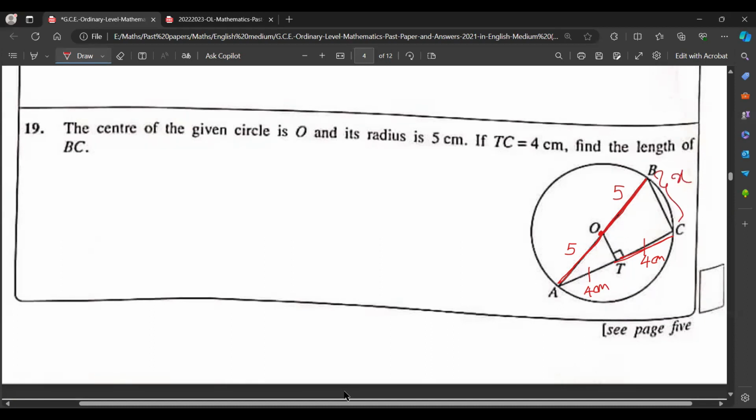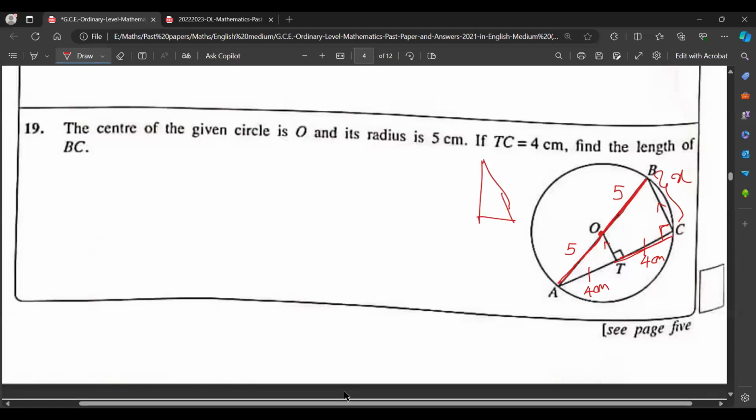The length of BC, if I take this one as X. For this BC, you can go to the Pythagoras theorem. Why? If this one is 90 degrees, this one also should be 90 degrees, because these are equal length. You can use the midpoint theorem. By the midpoint theorem, these two are parallel, and this one should also be 90 degrees. Now you can find X.